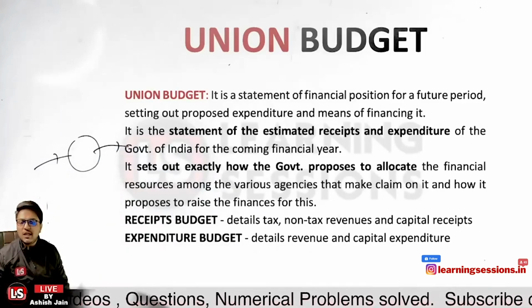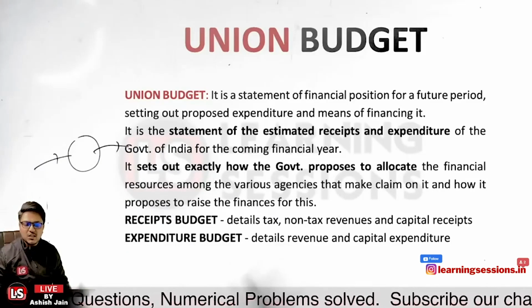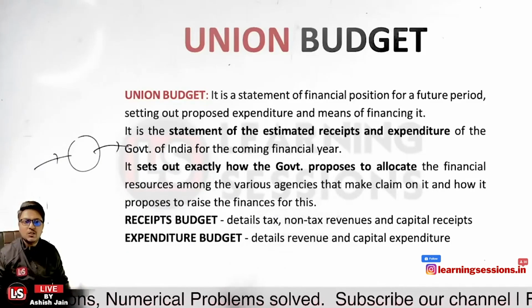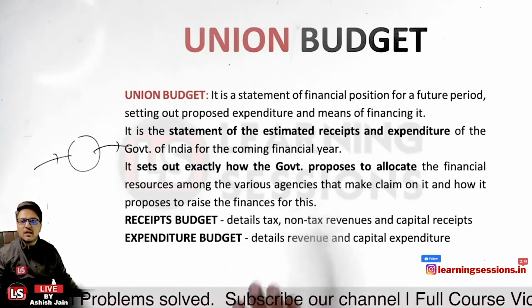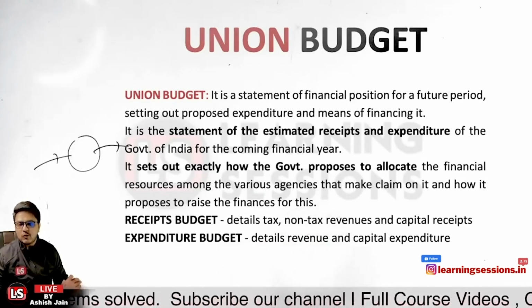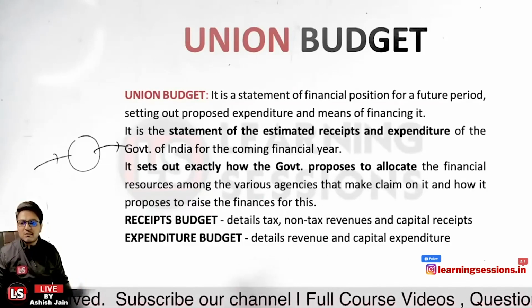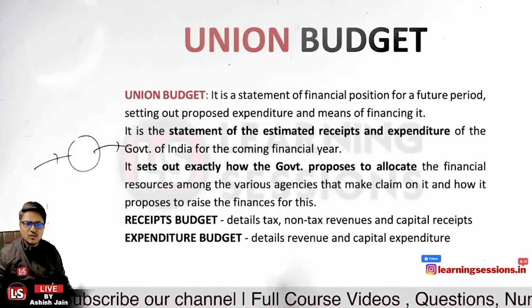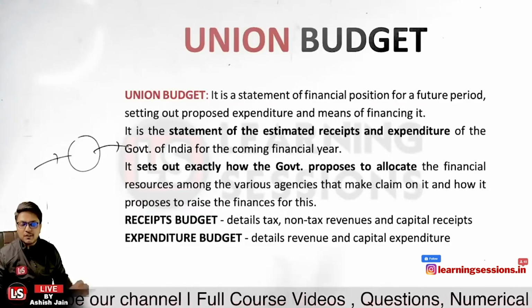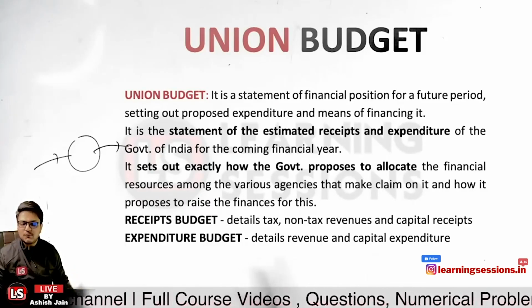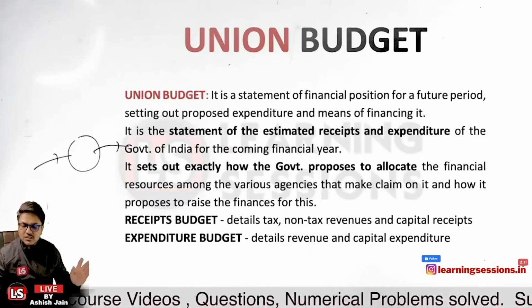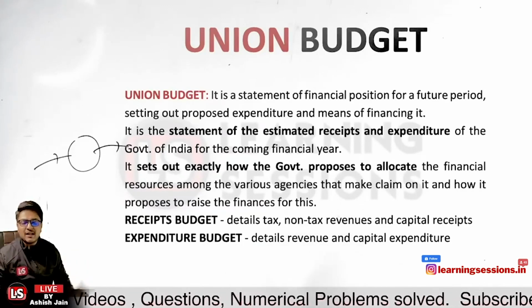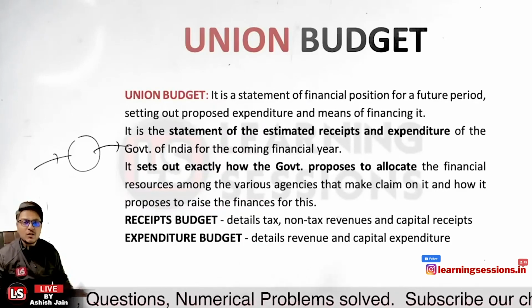So that is related to revenues and expenditure, which form the union budget itself. It is the statement of estimated receipts and expenditure. What would be the estimated receipts, and what would be the estimated expenditure? This is for the coming financial year, for the future time period. So it sets out an exact layout.